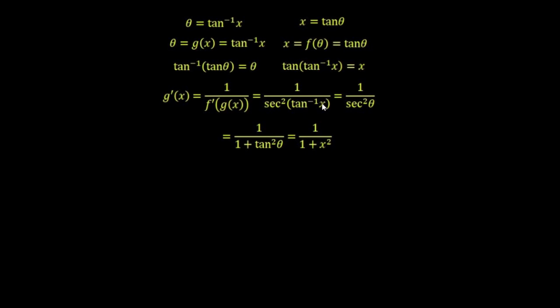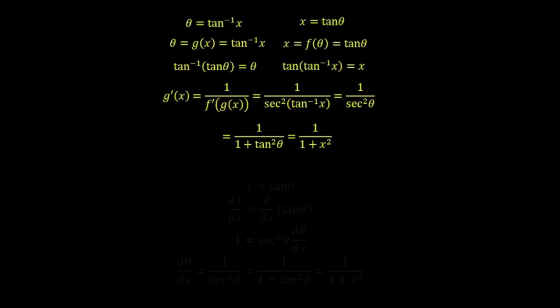Now, this inverse tan of x is equal to theta. So that's going to be sec squared theta. And we can use the trig identity, sec squared theta is equal to 1 plus tan squared theta. So finally, we can write this as equal to 1 upon 1 plus x squared.